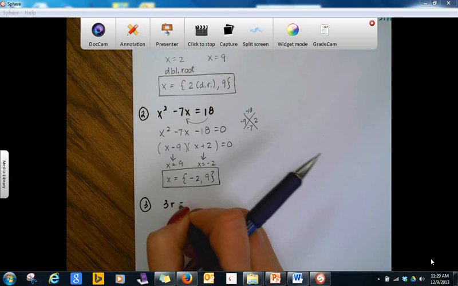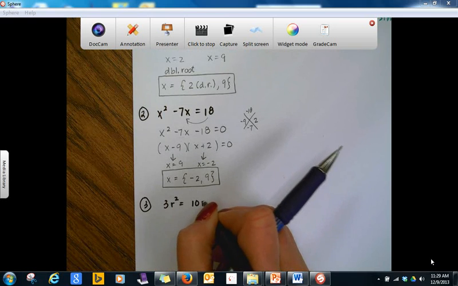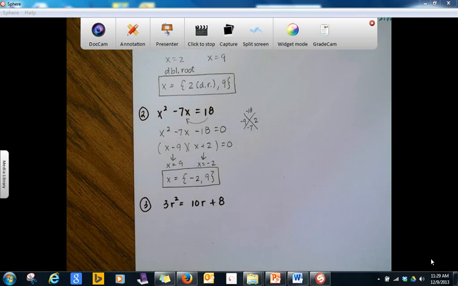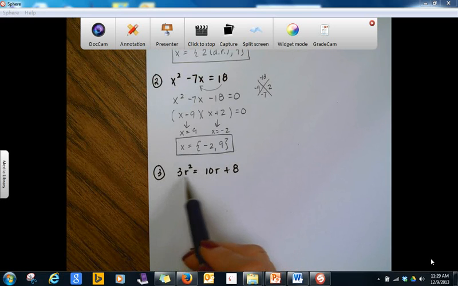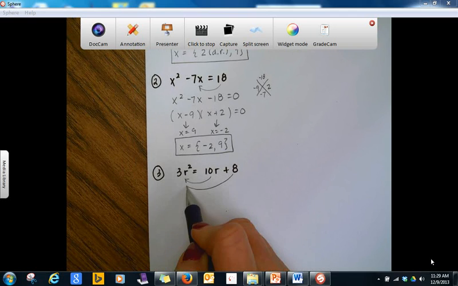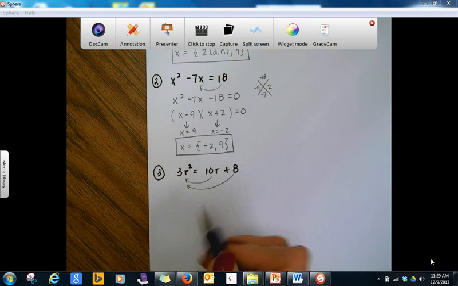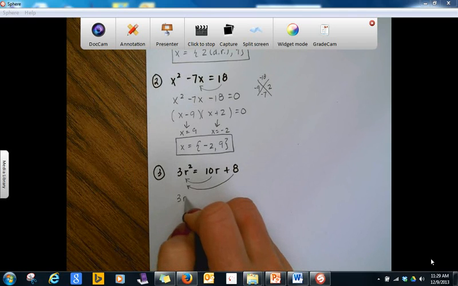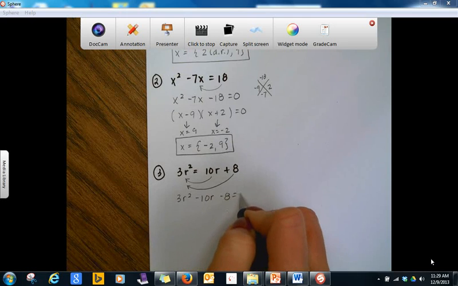3r squared is equal to 10r plus 8. Now again, I want to have it equal to 0. I see that my r squared term is positive, so I'm going to bring this over and this over. And of course, when they cross the equal sign, they take the opposite sign. So this now becomes 3r squared minus 10r minus 8 equals 0.